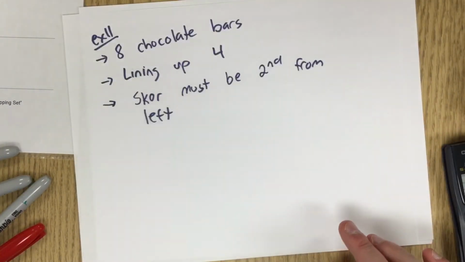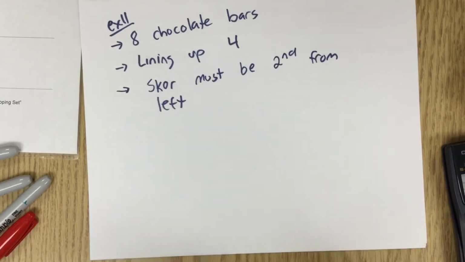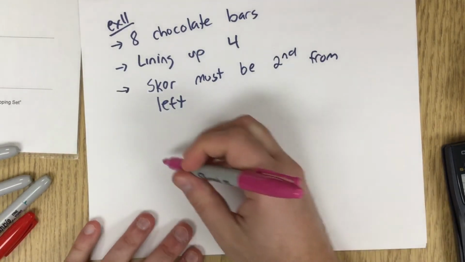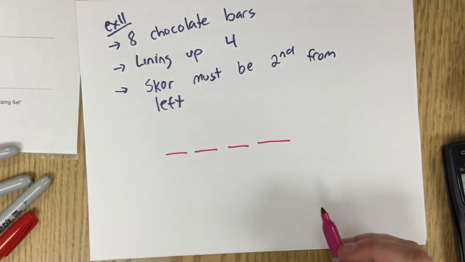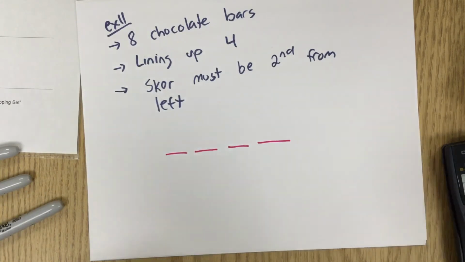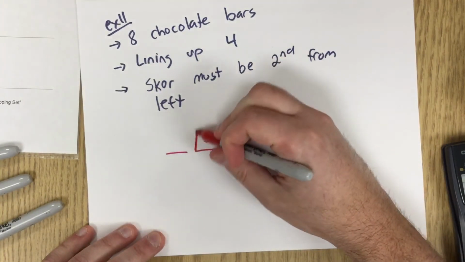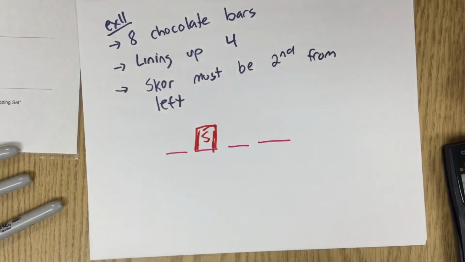Okay, now let's say over here, we have 8 chocolate bars, and we're lining up 4, and the score must be the second from the left. So 1, 2, 3, 4, and the score is locked in, right? So we have the score just sitting there and taking up the second from the left spot.